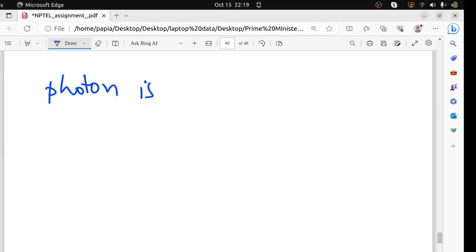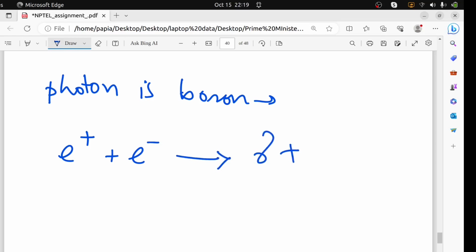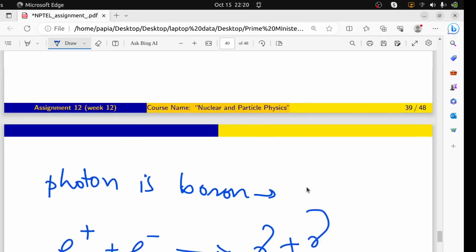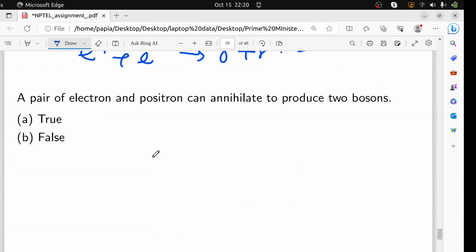And as I can write here, photon is a boson. So e plus plus e minus is becoming 2 gamma. That means boson plus boson. So 2 bosons are coming here, right? So a pair of electron and positron can annihilate to produce 2 bosons. That is true.